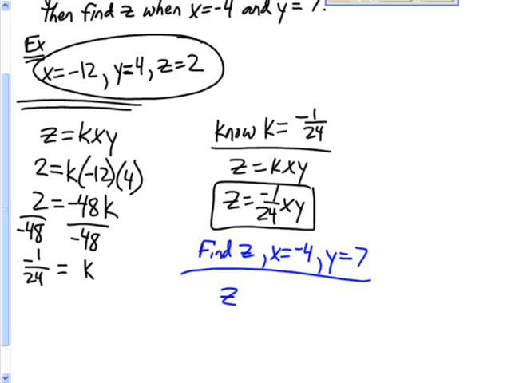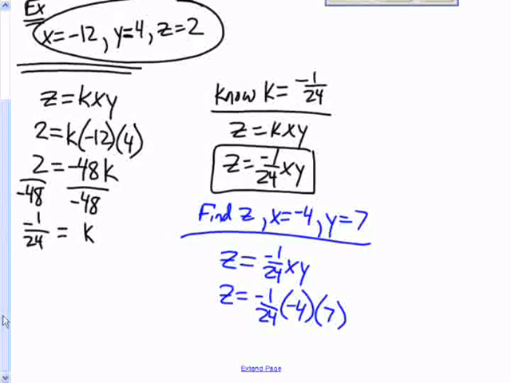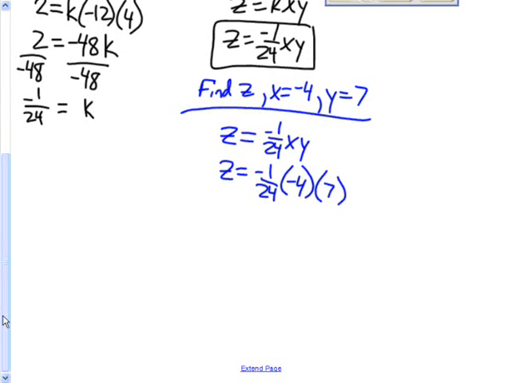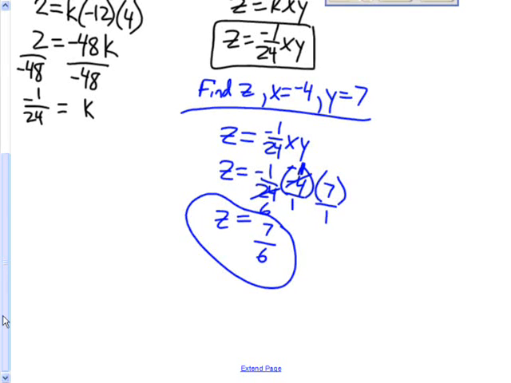Okay, so I have my joint relationship, and I go ahead and write it negative 1/24 XY, plug in my X, which is negative 4, plug in my Y, which is 7. Okay, and I say, put these over 1, 24 and 4, let me make that into 6 right there. So I got positive 7 over 6. That's my Z. So I found my Z when I knew my X and my Y. Okay, so that's how you do a problem like that.